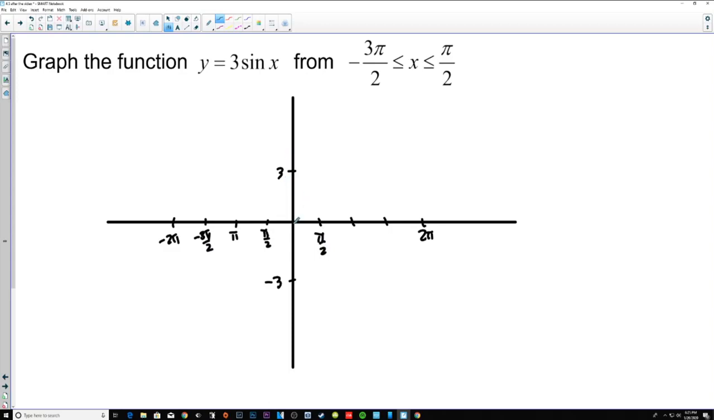And we're graphing sine. So 0 to the top, and we go back this way, back to 0, and back to the top. So we only want from negative 3 pi over 2 to pi over 2. Like so.